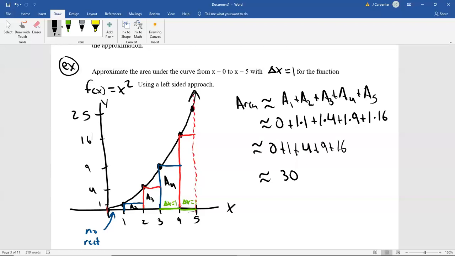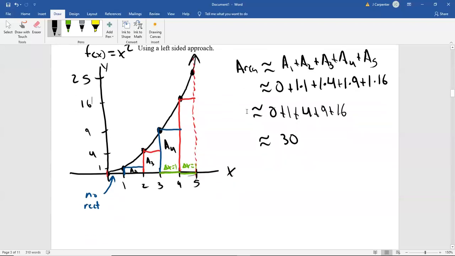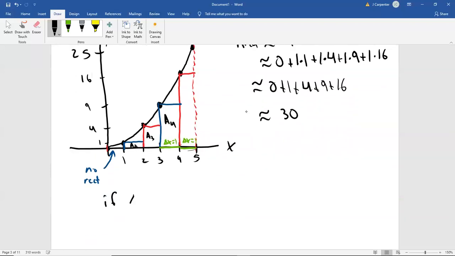But the smaller you make your delta x, the more rectangles you're going to have. If I make the delta x a half, that means it's going to take 2 rectangles to go the first unit, so 10 rectangles needed. If you let your delta x be 0.1, that means it takes 10 of them to go a whole unit, which would be 50 needed.